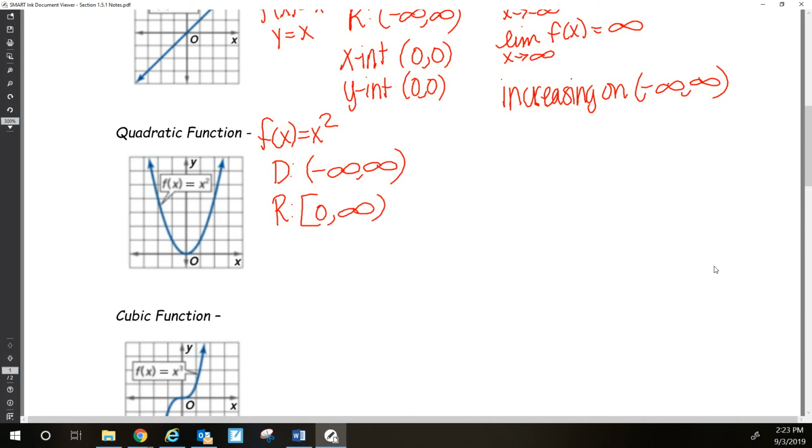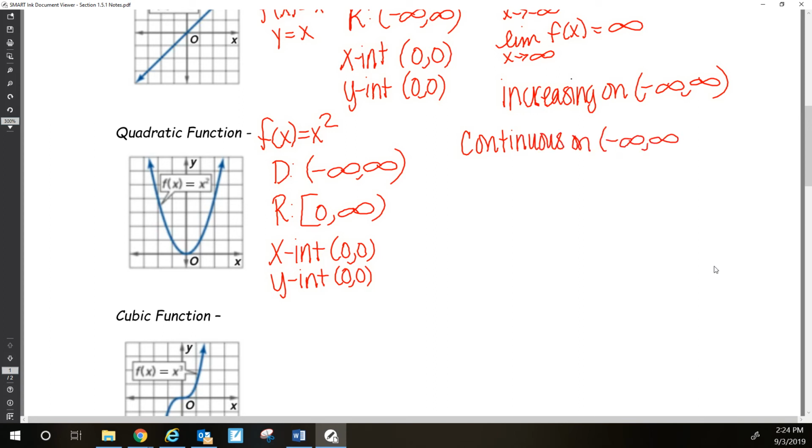Just like our linear parent function, my only x and y intercept is right there at 0, 0. So x intercept is 0, 0. Y intercept is 0, 0. Is it continuous? Yep, there's no jumps, no breaks, no asymptotes, so it's going to be continuous on the entire domain. So continuous on this domain would be negative infinity to infinity.